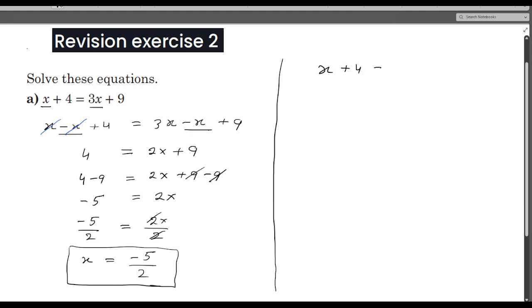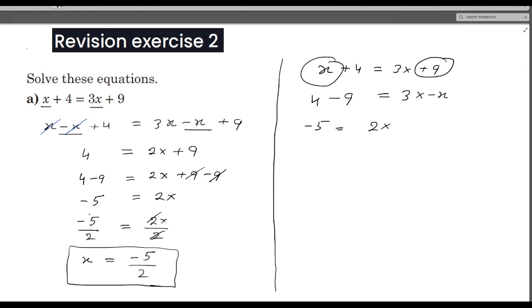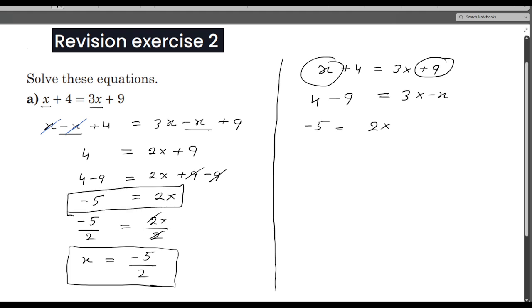Now the other way of the same thing is what I said, that we can transform. Like x plus 4 is equal to 3x plus 9. I will transform x from the left side to the right side. On the left side this plus x, when it goes to the other side, we say that it is 3x minus x. And similarly, we transform this plus 9 from the right side to the left side, it is minus 9. So basically minus 5 is equal to 2x. I removed some of the steps over here, and directly I got minus 5 is equal to 2x.